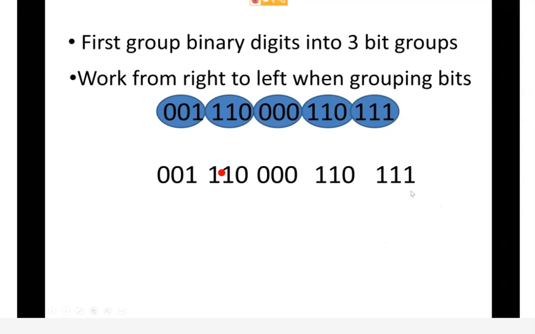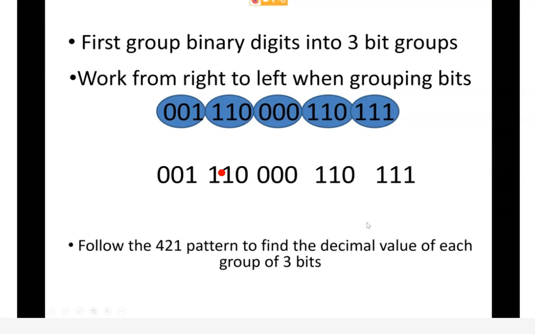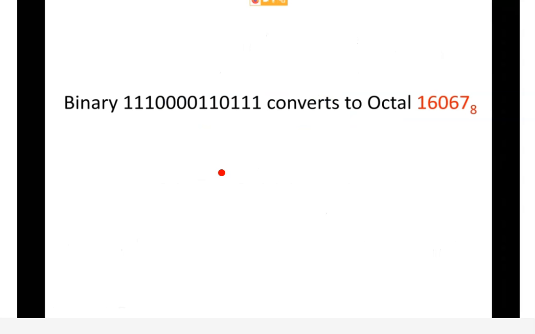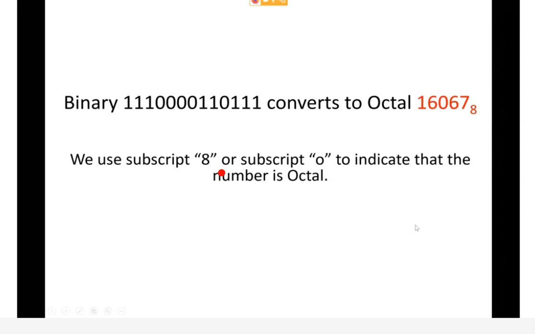So very far right, 7, or 3, 2, and 1, 7, 6, 0. We have to count them as 0, so 4 zeros are still a 0. 6 and 1. So this is our octal number of our binary number up top there. So this big number here converts to octal 160678. Sometimes you'll see a little o just mentioned there.